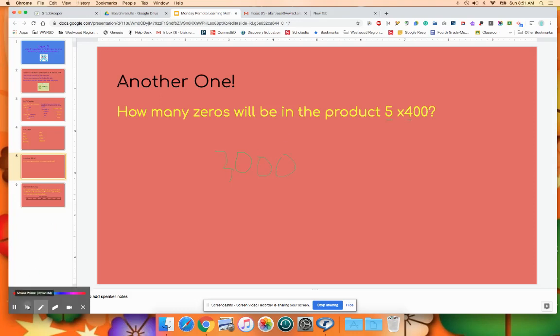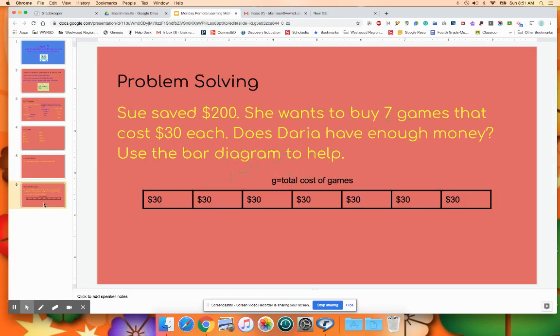Okay? And then lastly today, a little problem solving, and you might see some bar diagrams as you're working through your problems today. Remember, bar diagrams can represent addition, subtraction, multiplication, division. So they have many ways that they can be used in mathematics. So here, Sue saved $200. She wants to buy 7 games that cost $30 each. Does Sue have enough money? So let's find out how much the games would cost.